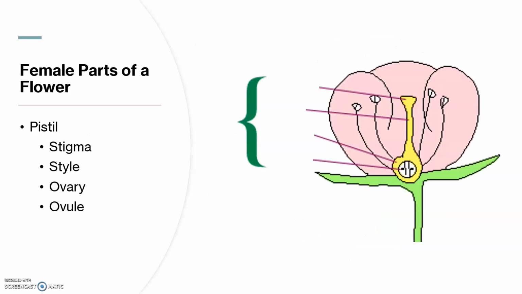The female part of the flower is known as the pistil. A pistil may be composed of one or more carpels. The pistil contains the stigma, style, ovary, and ovule. The pistil is typically found in the center of the flower.